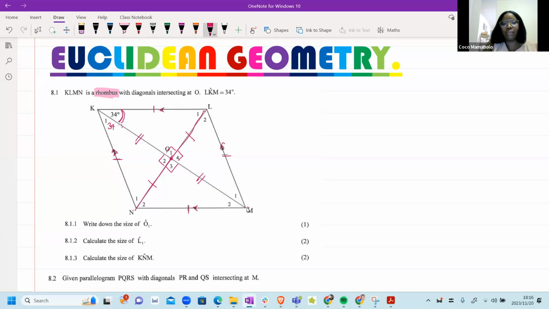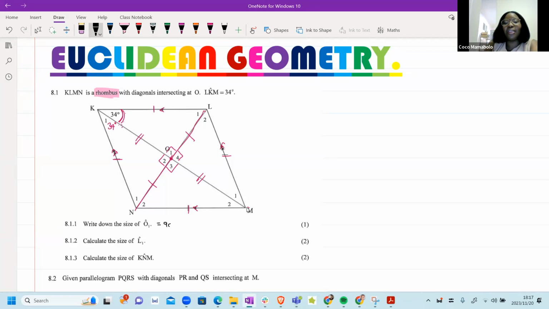Look at what I'm doing now. 34 degrees. All right, let's have a look at some of these questions. Yes, that's what bisect means, part 2. Yes, 100%. All right. It says here, 8.1.1 says, write down the size of angle O1. Lucky for you guys, I've just given you O1. It's 90 degrees. You're welcome.